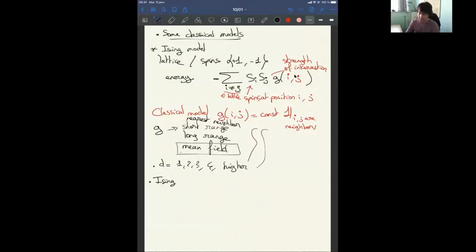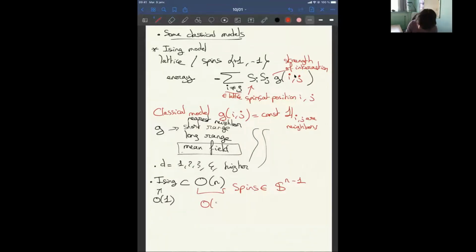Maybe what's interesting to know is that Ising is part of a larger family of models, which are called big O of n. So Ising is O of 1, and O of n means that the spins belong to the sphere of dimension n-1. So O of 1, the spins are just ±1. O of 2, the spins are on a circle, and that's sometimes called the rotator model.